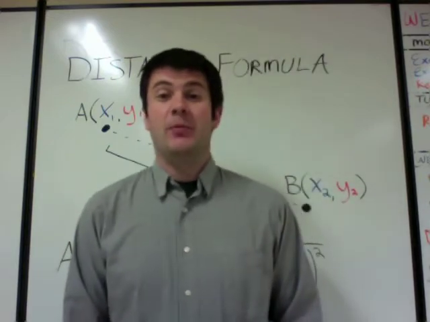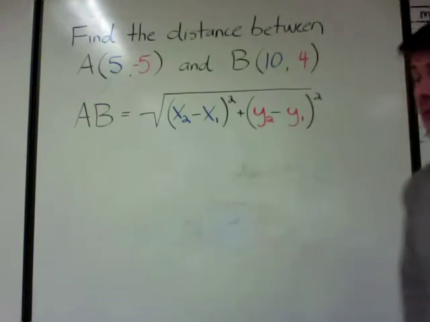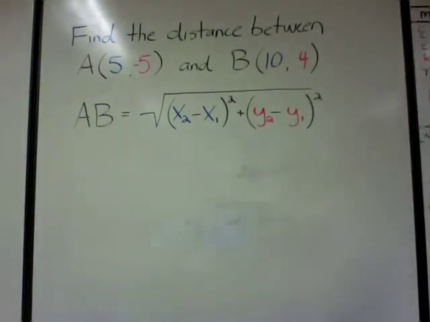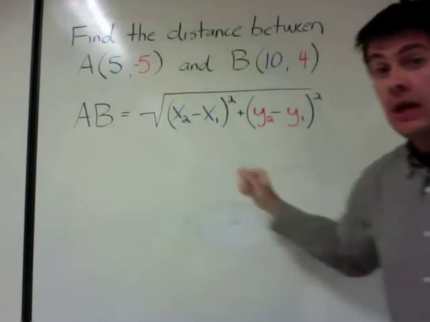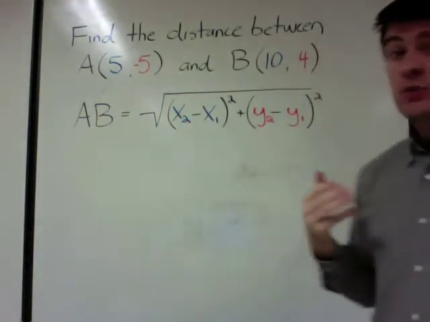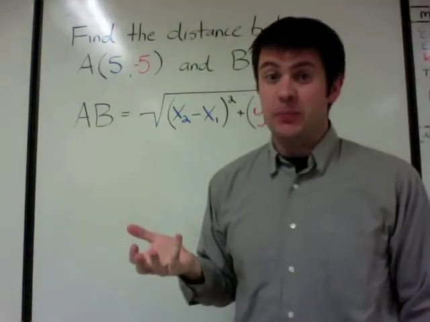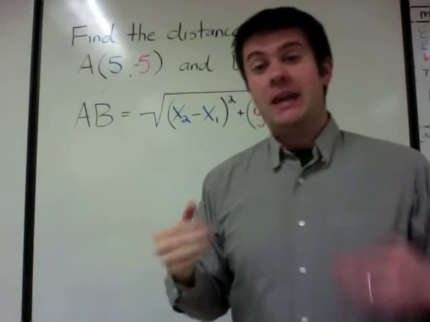It looks a little complicated and it can be a little messy at times, but let's do a quick example problem and you'll get some practice using this thing. It's really not too hard. Here's our example problem. We want to find the distance between points A and B. Point A has coordinates 5 and negative 5, and point B has coordinates 10 and 4. So what we're going to do is plug these values into the appropriate places in the distance formula, and then we're going to do some arithmetic from there, and we're going to get our answer.